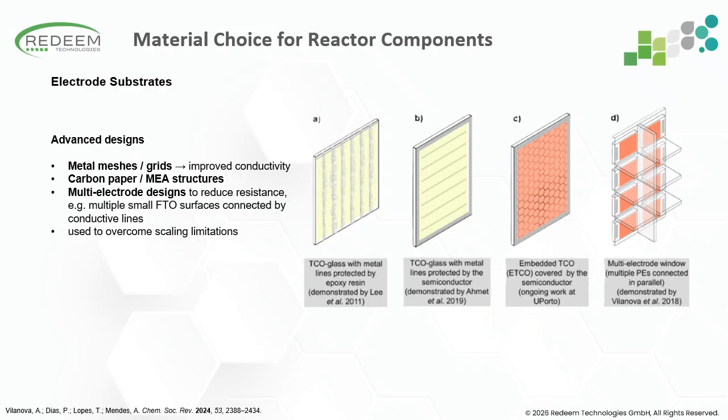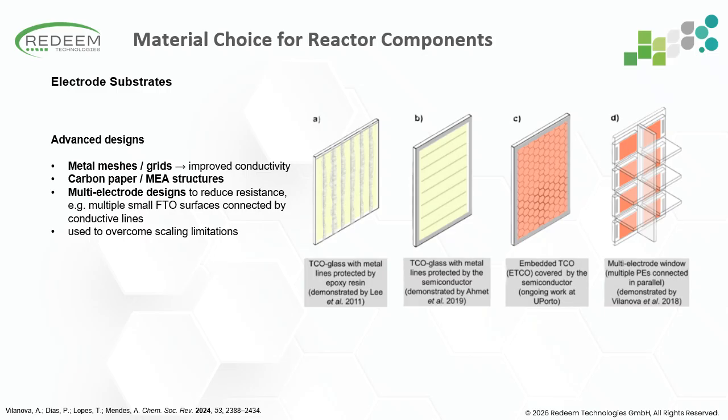There are a few advanced substrate designs that have been proposed to overcome the limitations of conventional transparent conducting oxides. One approach is to integrate metal grids or meshes into the substrates, and these reduce the current path through the TCO and therefore lower the overall sheet resistance while still allowing most of the light to reach the photoelectrode.